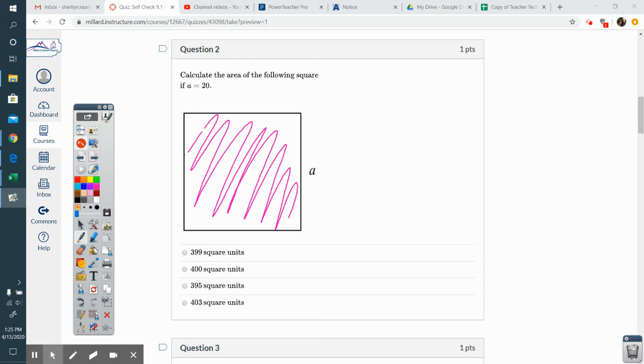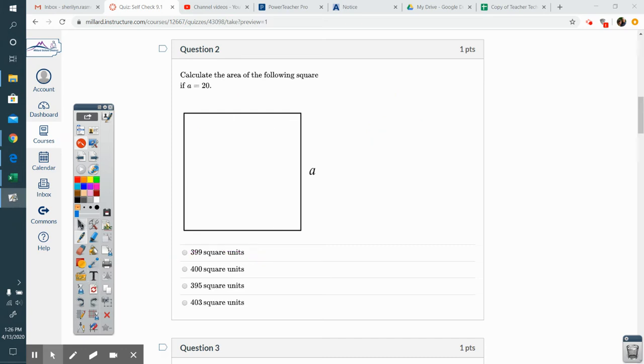So for area, the formula is length times width. And if it's a square, both the length and the width are both A. So it's the same for a square. So if the length is 20 and the width is 20, you take 20 times 20, multiply that together, and that equals 400 square units. And that is what will cover all of the inside. Next problem.